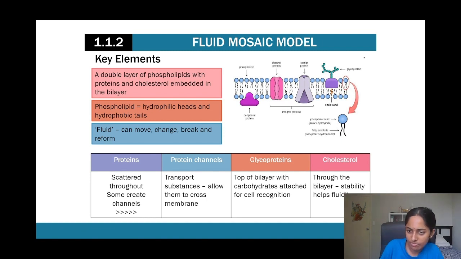One thing to also note is that the phosphate head is polar, whereas the fatty acid tails within your cell membrane phospholipids are non-polar. So that's why these tails face each other, because they have attractions to one another. In chemistry, we call them dispersion forces. But yeah, there's also a way in which biology can link with chemistry. So yeah, these are pretty much the main elements of the fluid mosaic model.